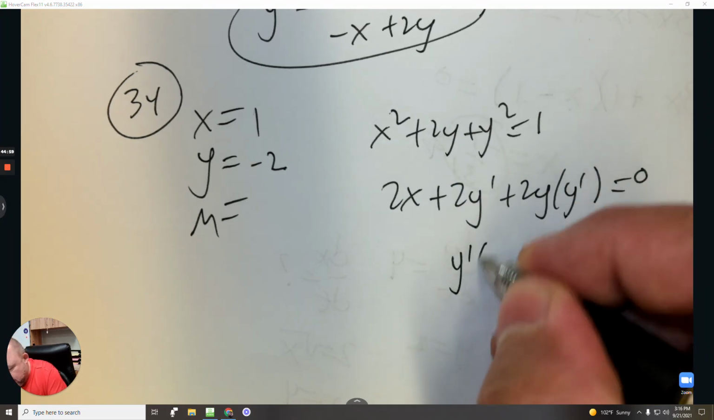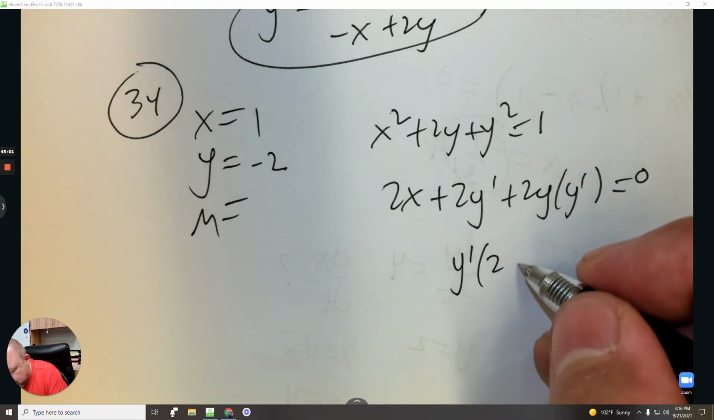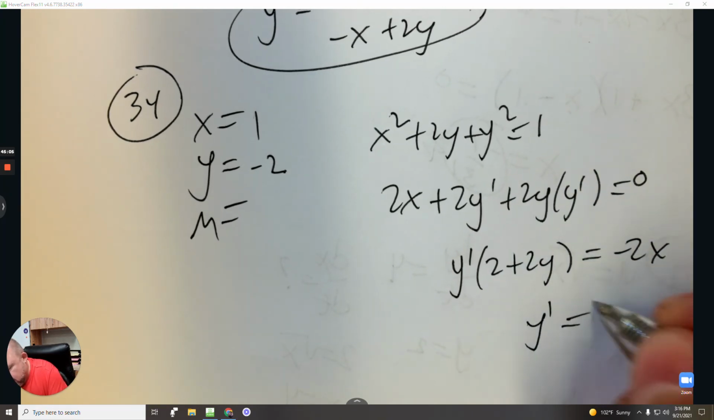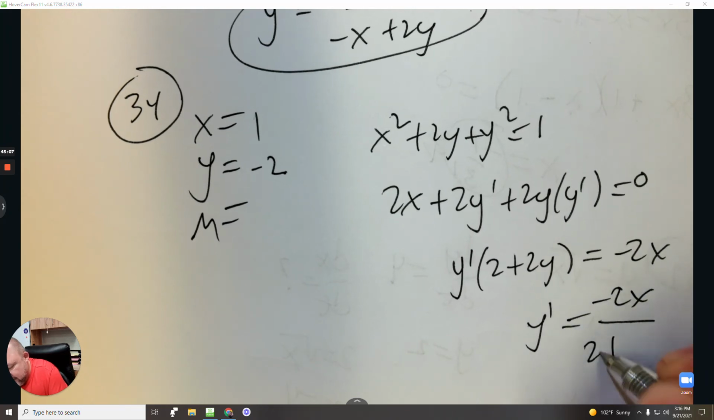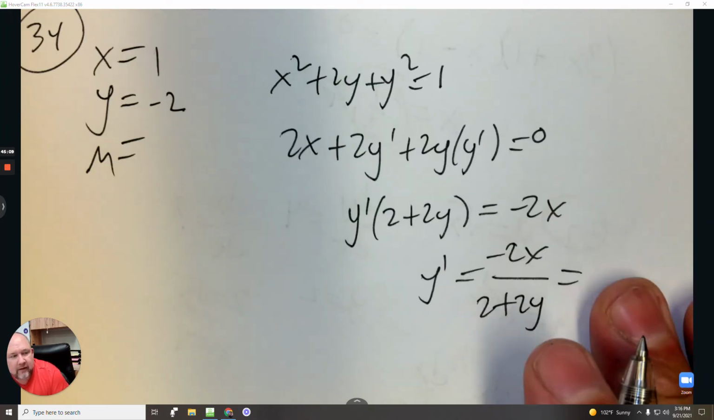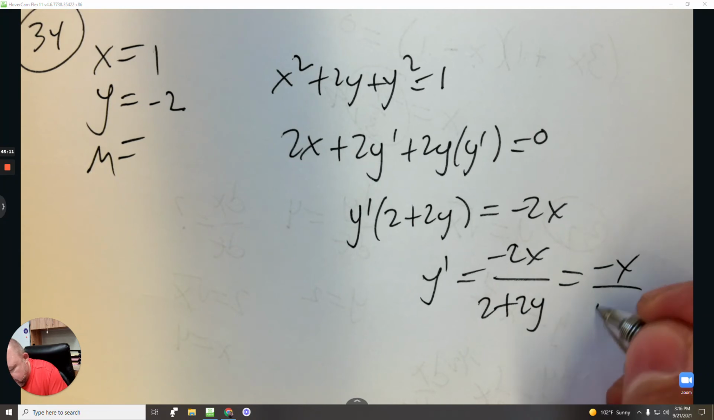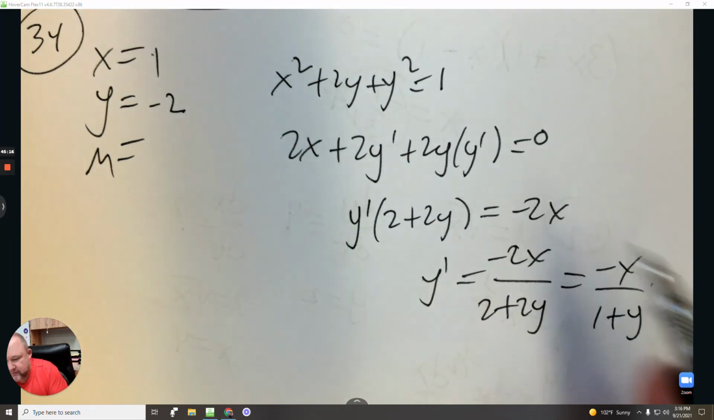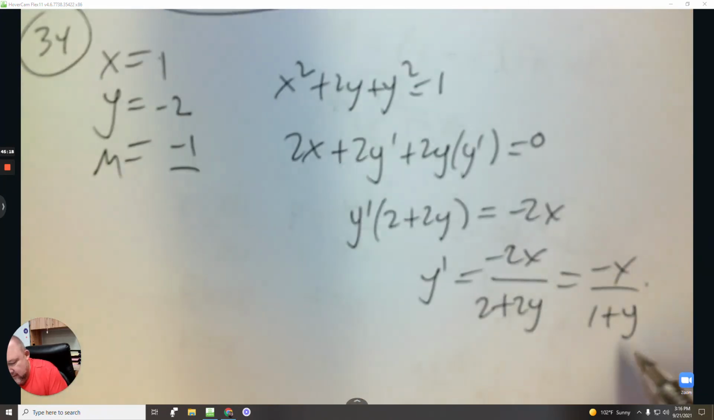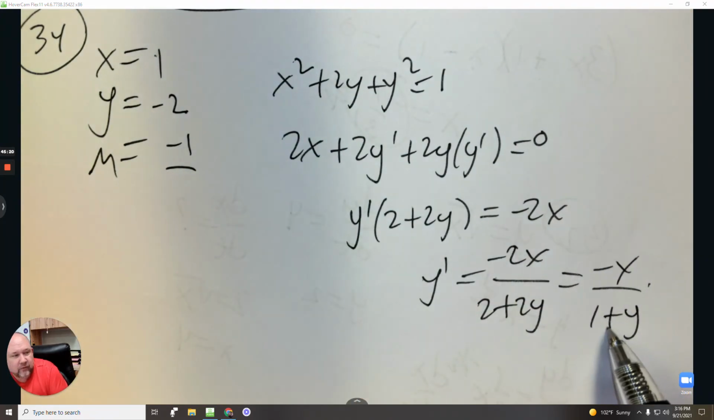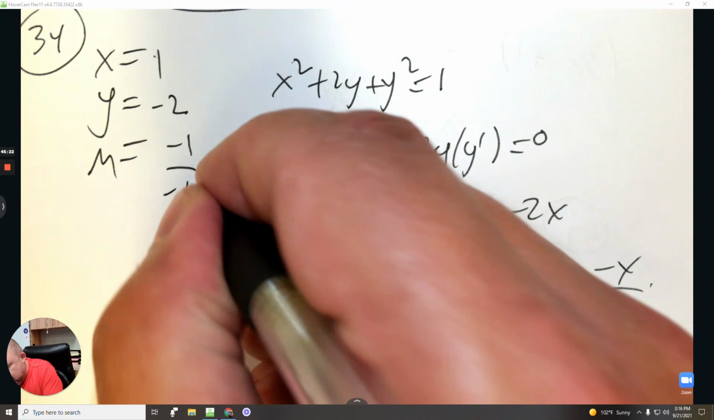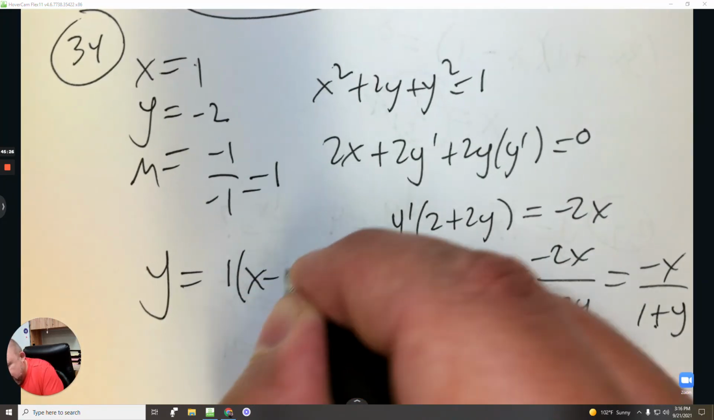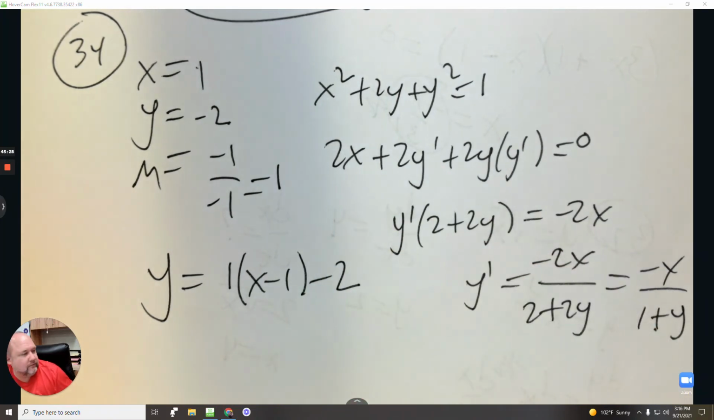So factor out a y prime. You have 2 plus 2y. Subtract 2x. So there's the derivative. I'm going to divide 2 out of everything. So that's what I'm left with. And then you plug in 1 for x and negative 2 for y. And that simplifies to 1. So it's y equals 1, x minus 1 minus 2.